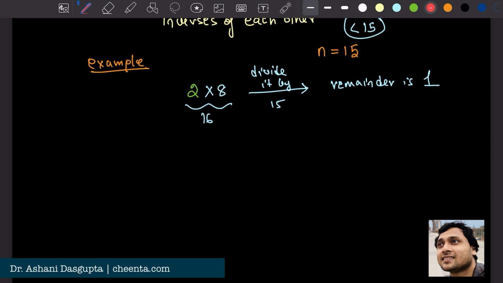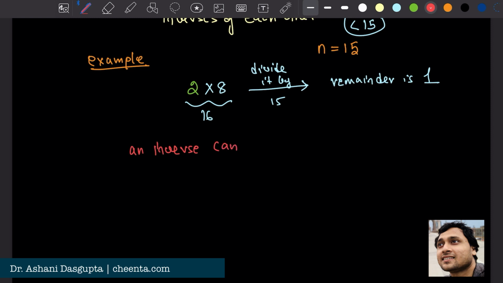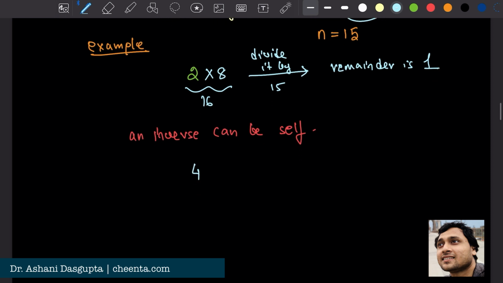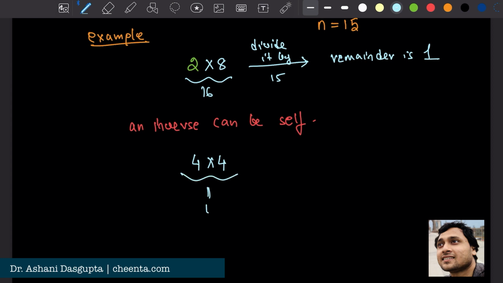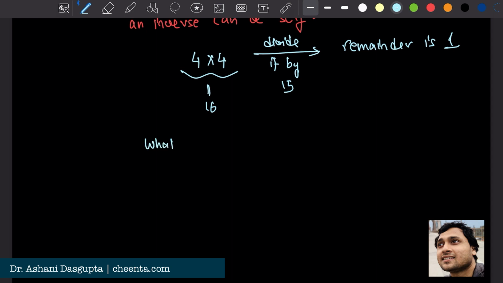The thing to understand is that an inverse can be the same number, can be self. For example, if you take the number 4, the inverse of 4 is 4 itself again, because again 4 times 4 is 16, and if you divide it by 15, remainder is 1. So here is a challenge question. What is the inverse of 7? Again, our reference number n is still 15.